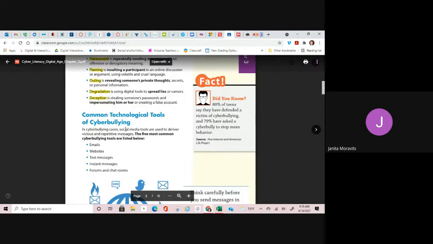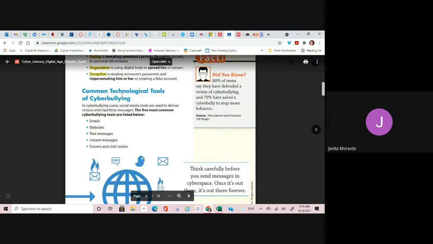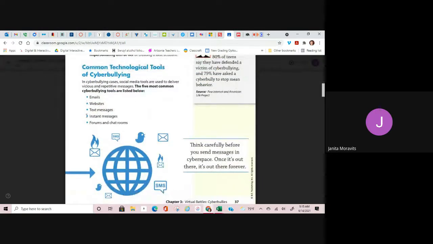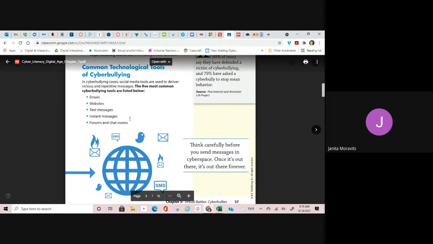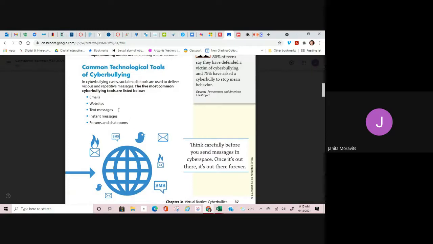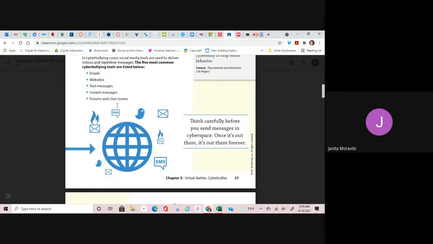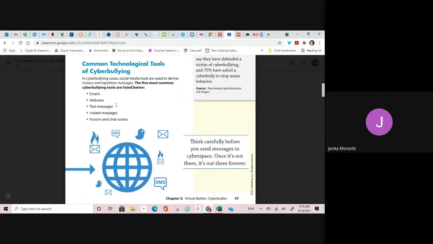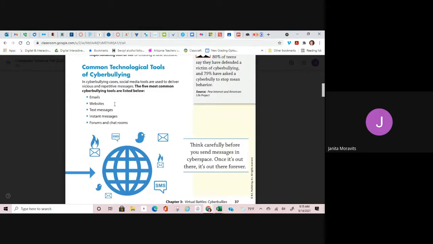All right, let's see. Common technological tools of cyberbullying right here. You're going to want to write down this list. The 5 most common tools: emails, websites, text messages, instant messages, and forums and chat rooms. These are places where cyberbullying is very, very common, and these are the tools that cyberbullies use. Again, I'm not going to stop on these. I'm going to point these out to you, but you can watch the video again later and you can pause it so that you can take those notes. If you're watching this by video right now, you go ahead and pause it and write your notes down.